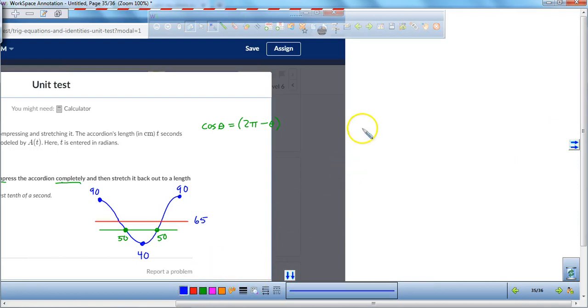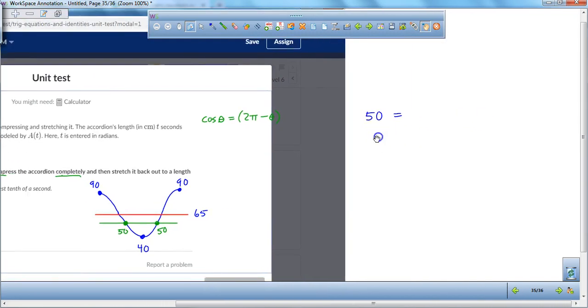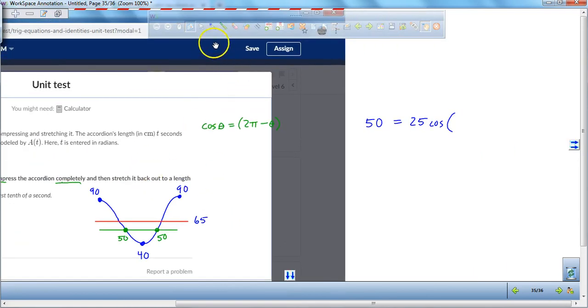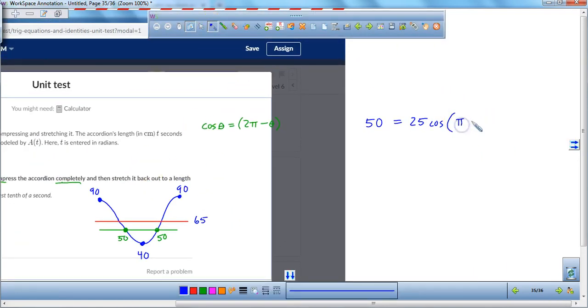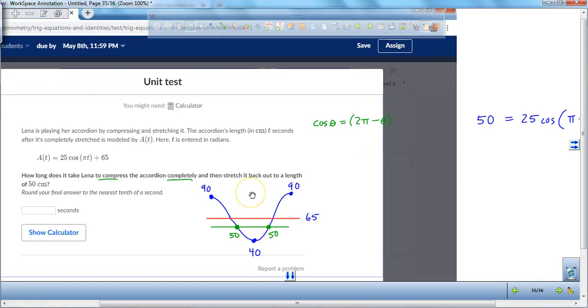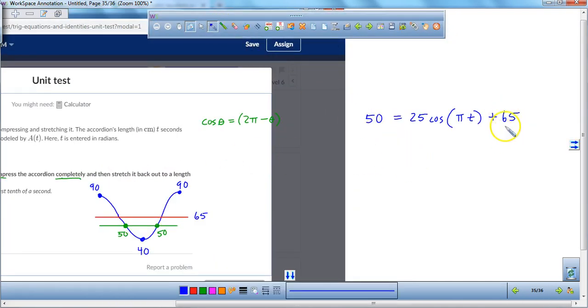We're just going to go ahead and plug things in. So we want to get to 50, so we'll put 50 equals, and we're going to go over here and put 25 cosine of pi times t, plus 65. All right. So first step, we're going to take away 65 on both sides.